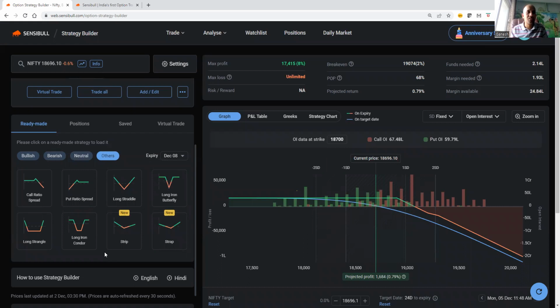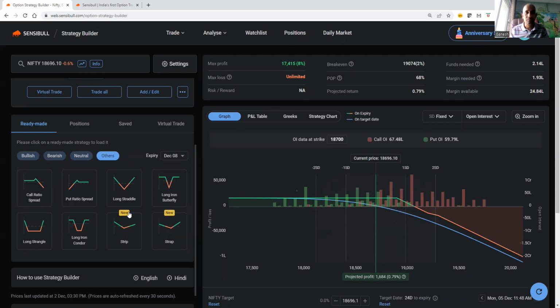Of course, there are other strategies too, like ratio spreads. Those who have a pro subscription can play with them. If you don't want to trade those strategies with your money, you can trade in virtual trade. You can experiment and see the results. This is about the ready-made strategies available.